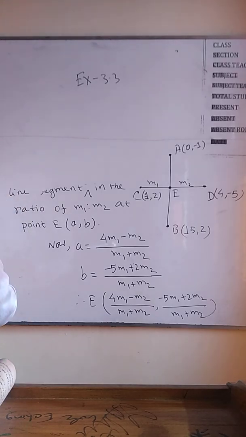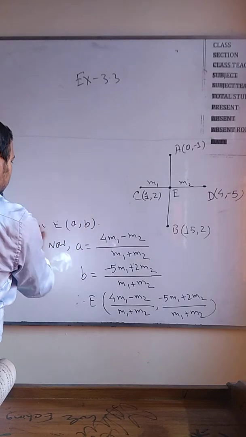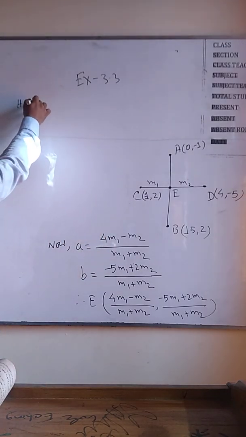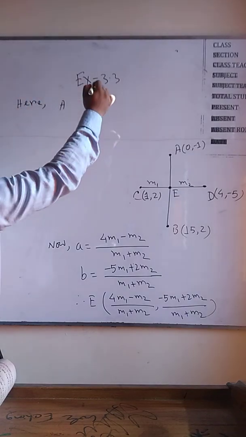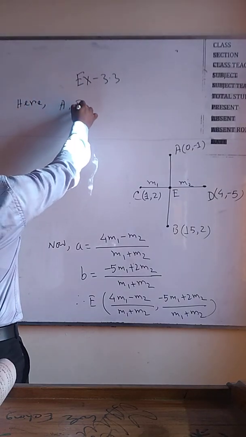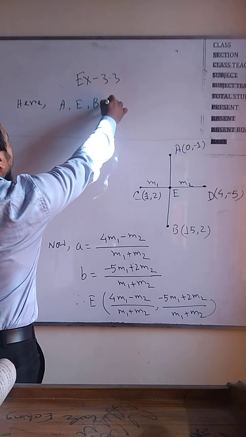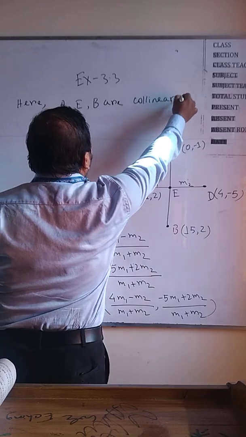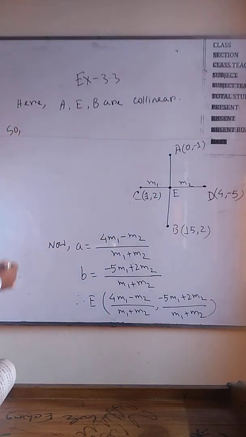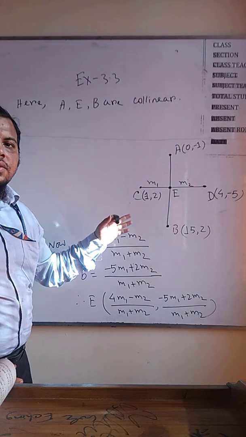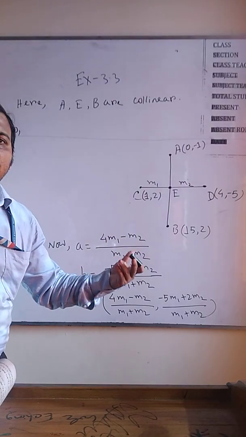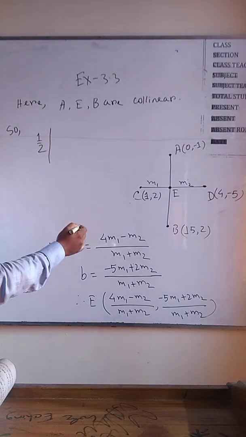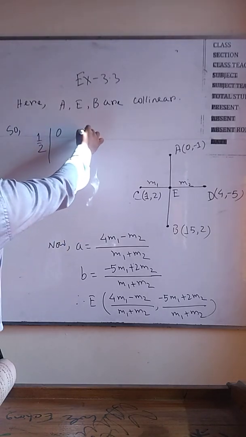Okay, here A, E, B are collinear. So if we apply the formula, the area will be 0. Okay, so half, we are applying the formula, it is 0 minus 1.